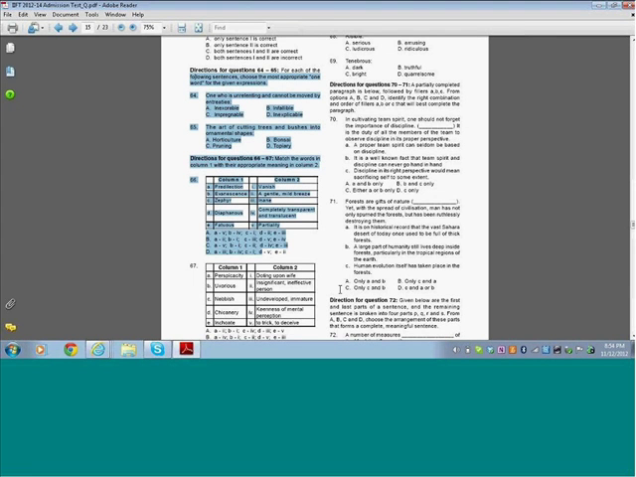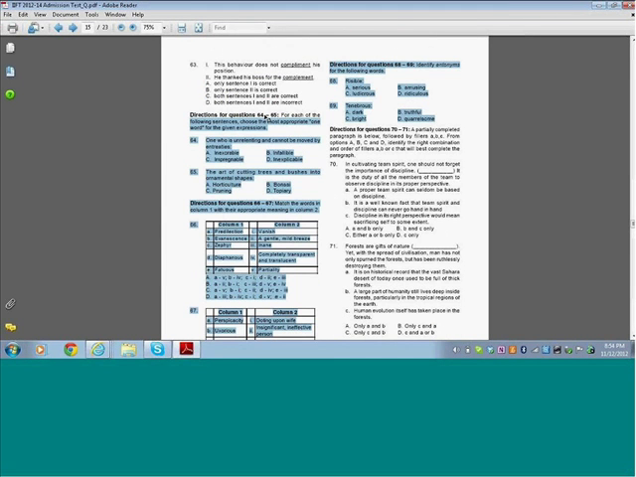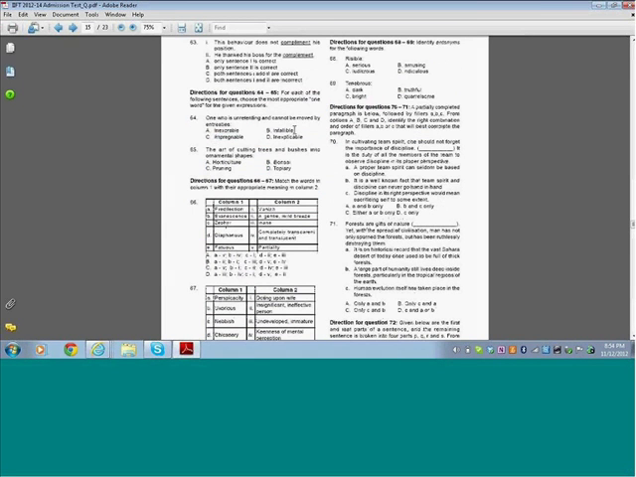64 to 69. 61, whose unrelenting cannot be moved by entreaty, is inexorable. Again, you need to make sure you know the meaning. What is the difference between inexorable, impregnable, infallible, inexplicable? Okay. So make sure you know the meanings of each one of them.